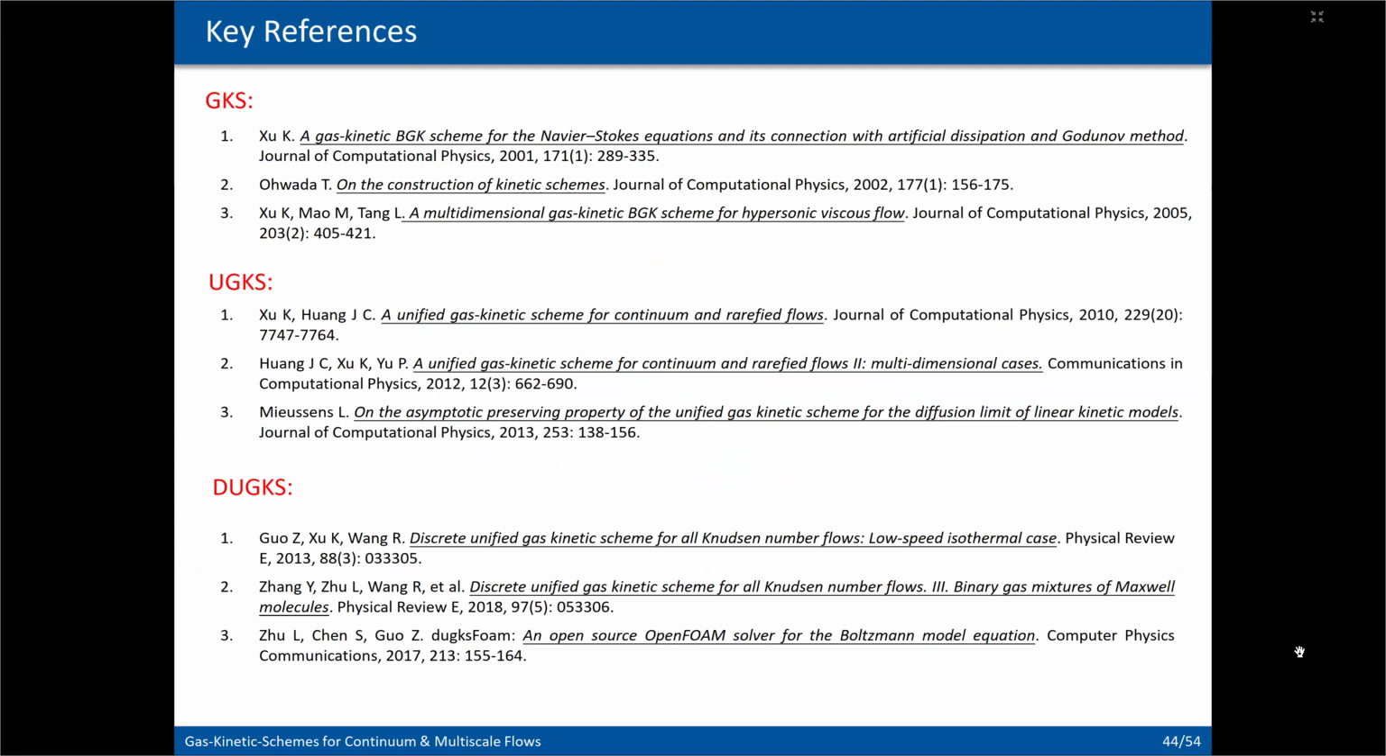For high Mach number flows, actually, we didn't test the refined velocity space. Yeah. I think the most expensive part lies in the velocity discretization. Yeah. For this, actually, this is a common problem for discrete velocity methods.